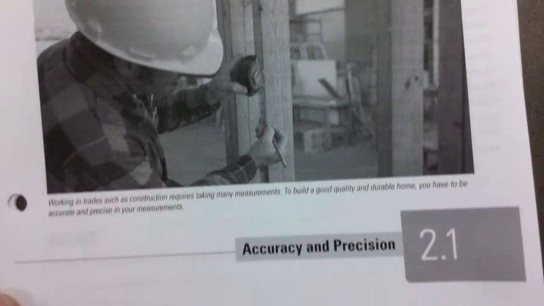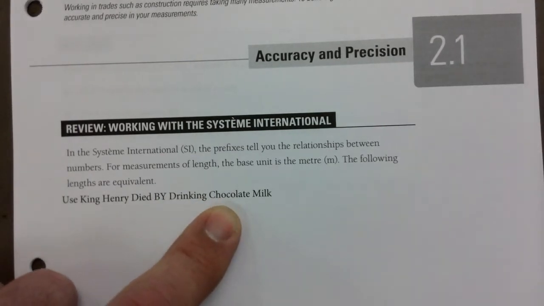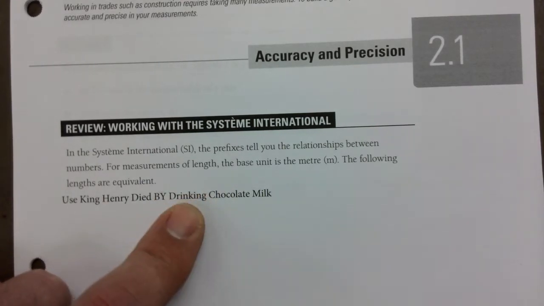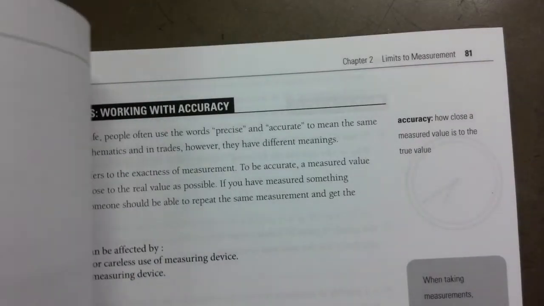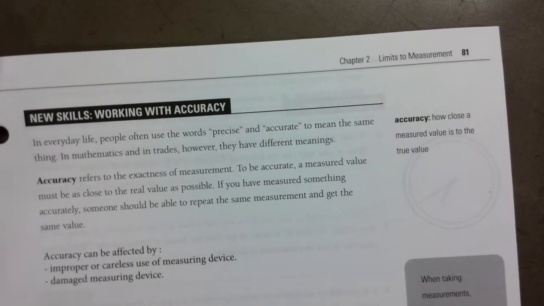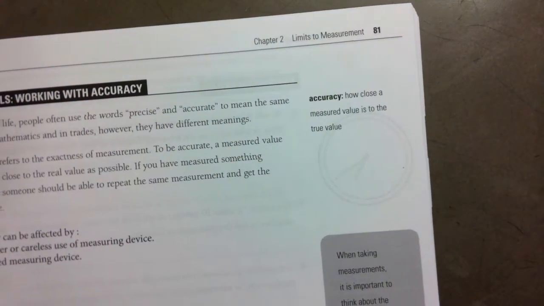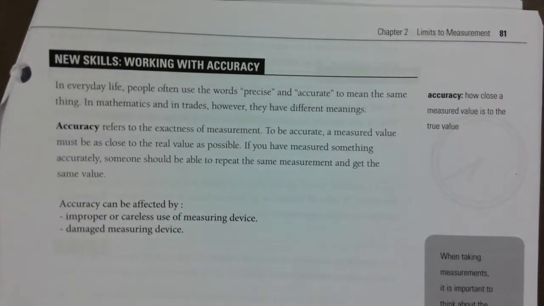Limits to measurement. I'm gonna leave this for later. Converting within the metric system, going from meters to centimeters to millimeters. For today, we're gonna be fine without this. So we're just gonna skip that. So follow along. I'm gonna tell you the page number where we're gonna start, and that is page 81. Page 81.